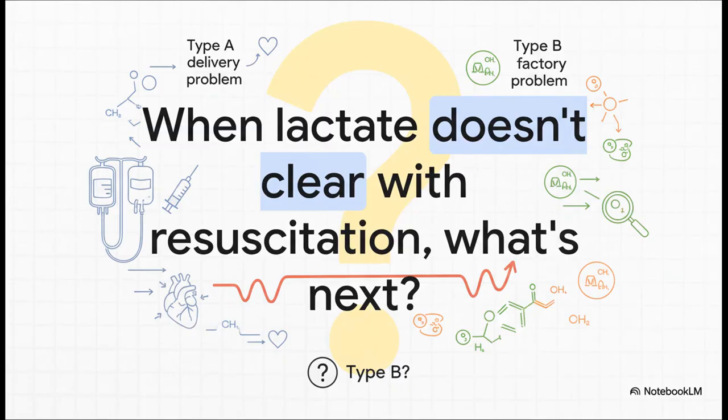So let's bring it all home with one final thought, a scenario you will definitely face. You've got a patient in shock, you're pouring in fluids, you're starting pressors, you are fixing the type A delivery problem, but their lactate is just stubbornly high, or maybe it's even climbing. What does that tell you? It tells you it's time to pivot. It's time to stop chasing the delivery problem and start investigating the other pathway. It's time to go hunting for a type B factory problem. And that is the power of using this framework at the bedside.